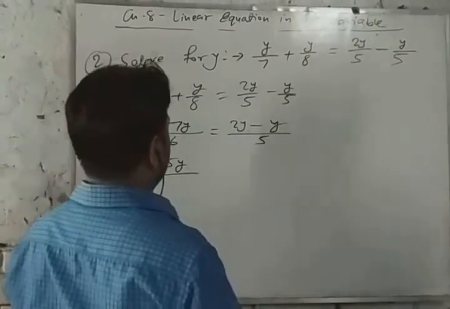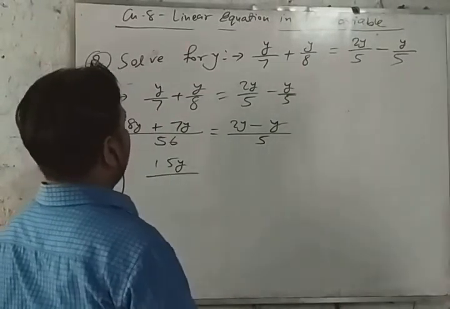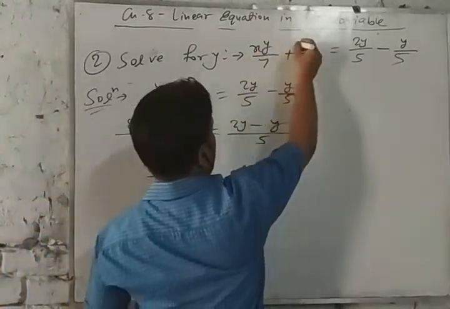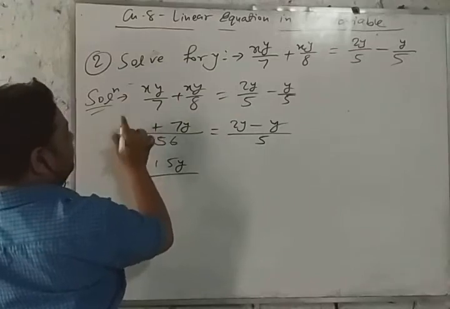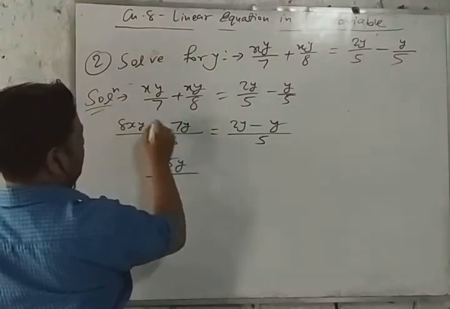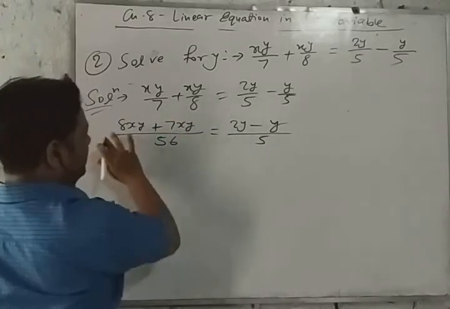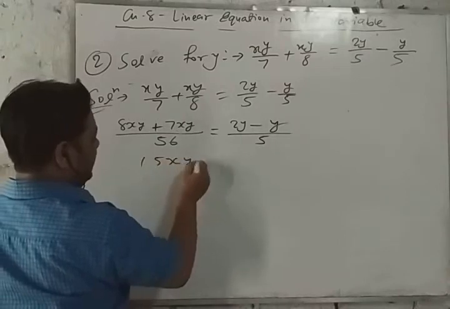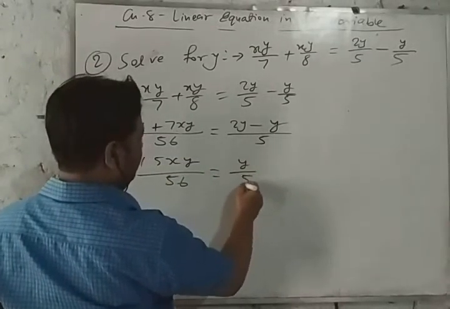Let's improve this question. We have to improve this question only. If it is written xy, then it will be 8xy and here 7xy. Then it will be 15xy by 56 is equal to y by 5.